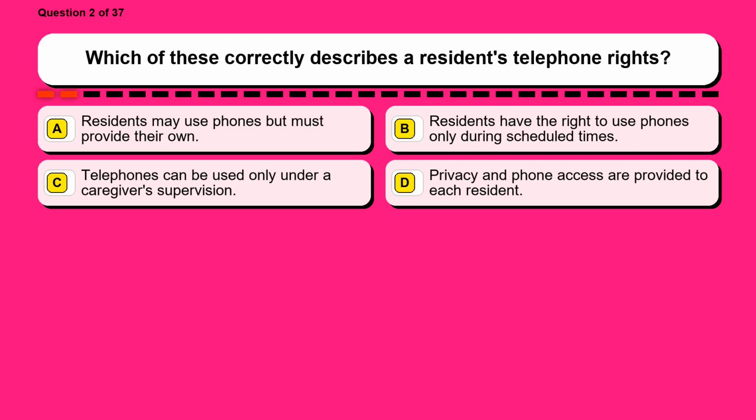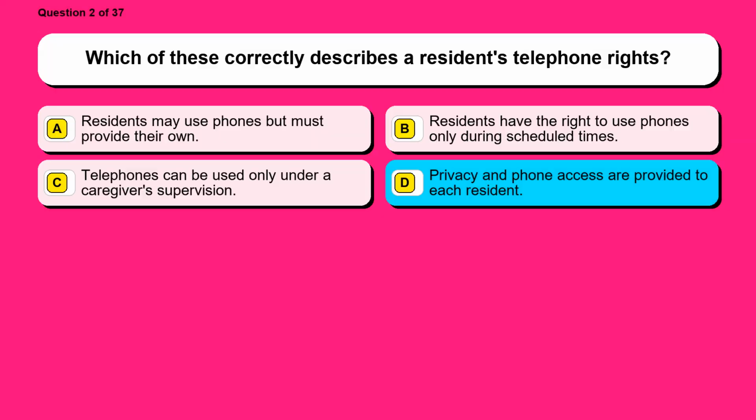Question 2. Which of these correctly describes a resident's telephone rights? Option A. Residents may use phones but must provide their own. Option B. Residents have the right to use phones only during scheduled times. Option C. Telephones can be used only under a caregiver's supervision. Option D. Privacy and phone access are provided to each resident.